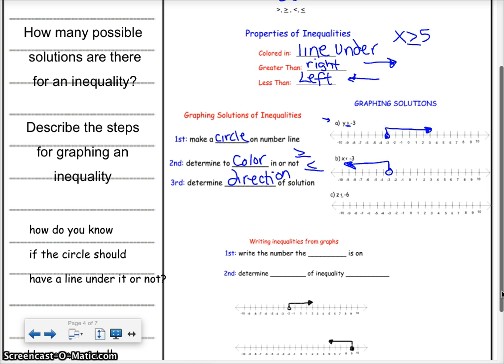And your arrows don't have to look like mine. You don't have to see how I scoot up and over. I just like it because it looks nicer. What you'll see some teachers do, I'm just going to erase it for a second. Some kids and teachers just put a circle there, color it in, and just make the arrow right on the number line. So whichever method works.